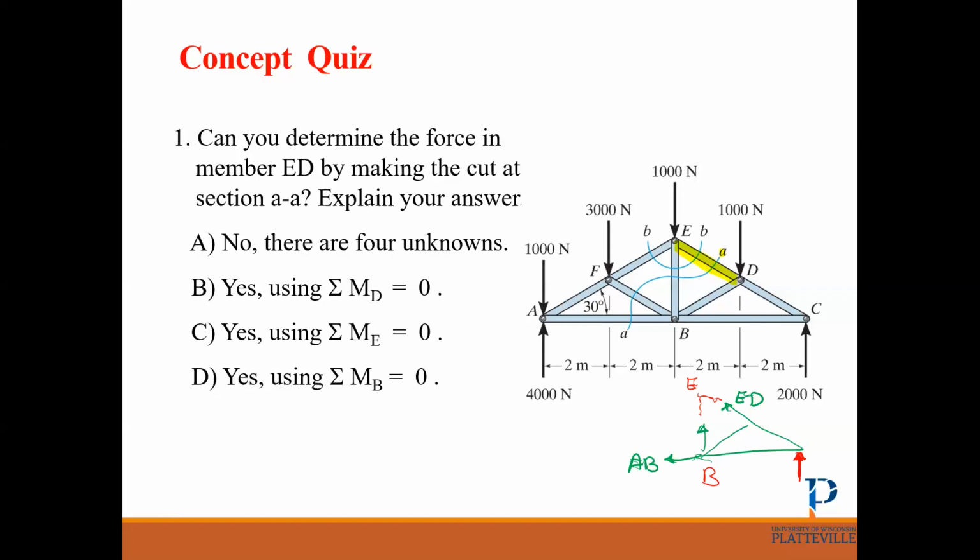Which point is a good one? It looks like we can get the moment about E or B. If I get the moment about E, ED is passing through point E, so I cannot find it because it doesn't have any moment. There is another point, which is B. If I get the moment about B, all these forces are passing through point B, so they cannot make a moment. The only unknown I have is ED. I can solve for ED, right? So the best point is point B.